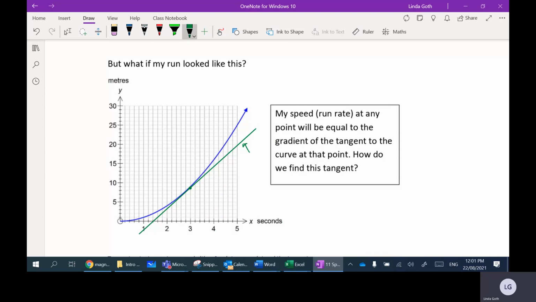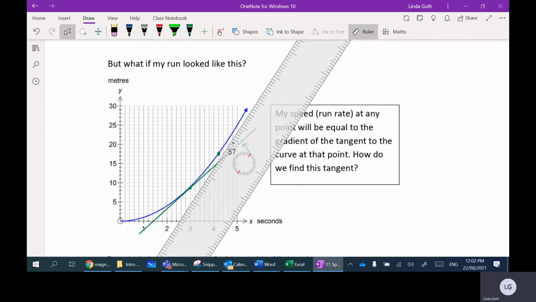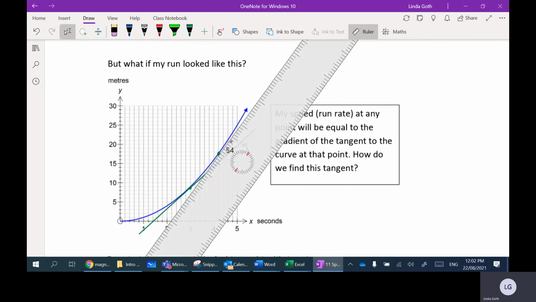Okay, but it would be different to my rate of running here. Up here, I'd have to get my ruler, and I could see that my rate is higher. I'm faster there, so the gradient of that line is going to be different.